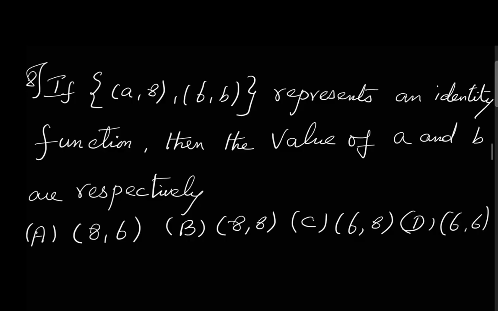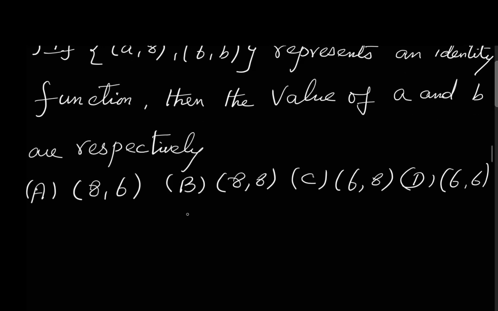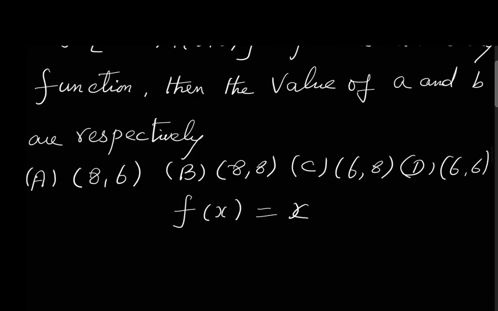Eighth sum. If (A, 8) and (6, B) represent an identity function, then find the value of A and B. See, identity function. What is an identity function? F of x is equal to x. The element from the domain is mapped onto the same element in the codomain. X is related to x itself.